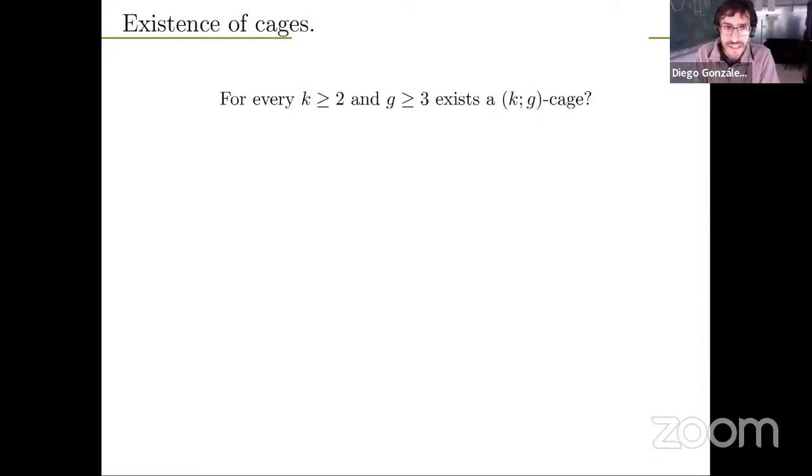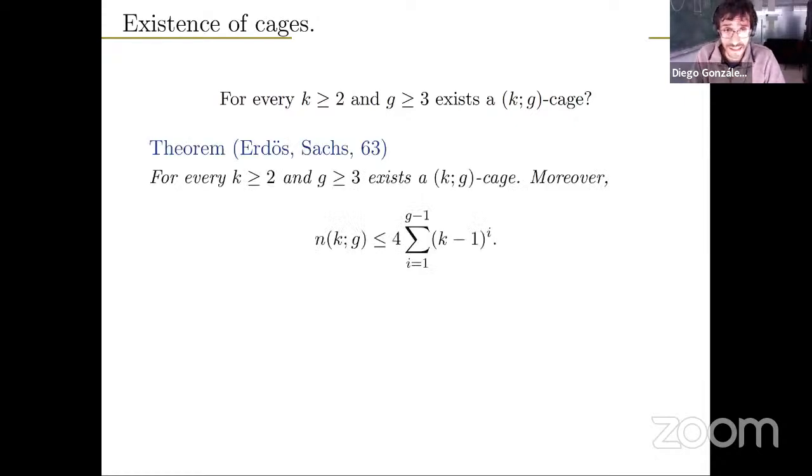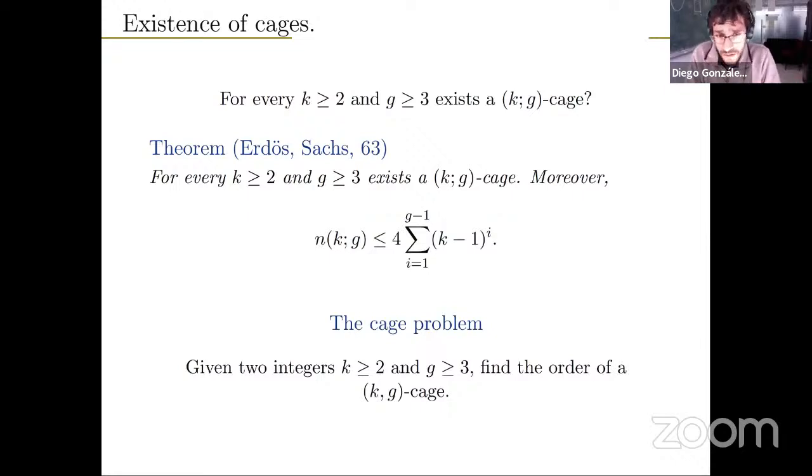So one natural question is whether for every k at least 2 and g at least 3, there exists a kg cage. This question was answered by Erdos and Sachs in '63. They proved that for every k at least 2 and every g at least 3, there exists a kg cage. They also gave an upper bound for the order of a kg cage, but this upper bound is not good enough and is far away from the real value. But they began to study the cage problem.